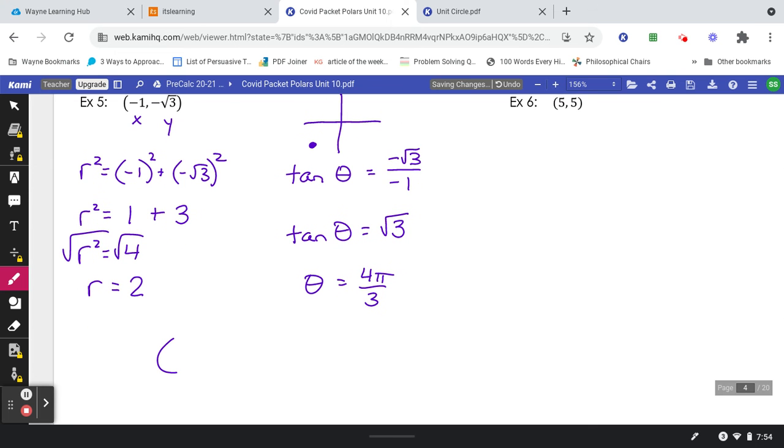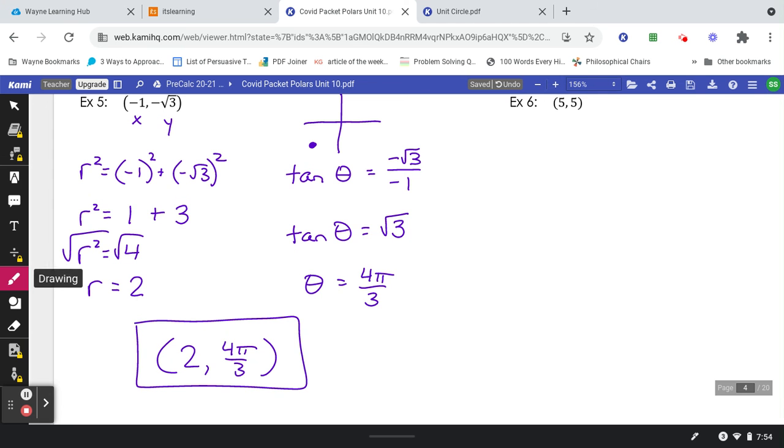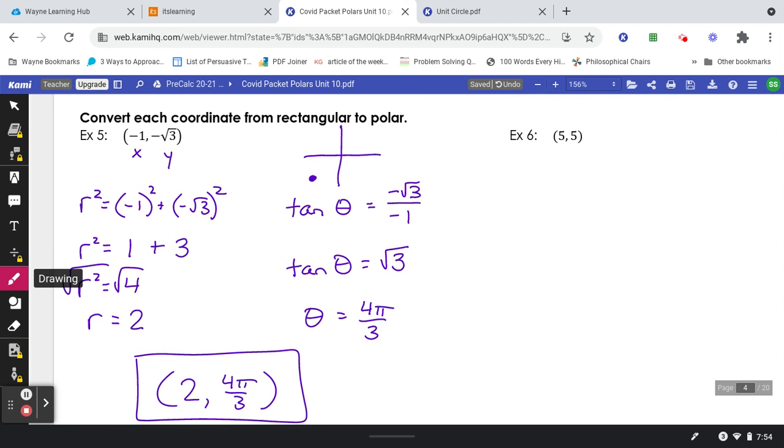And you'd write your answer final as an ordered pair. And there we go. All right, let's try example 6.